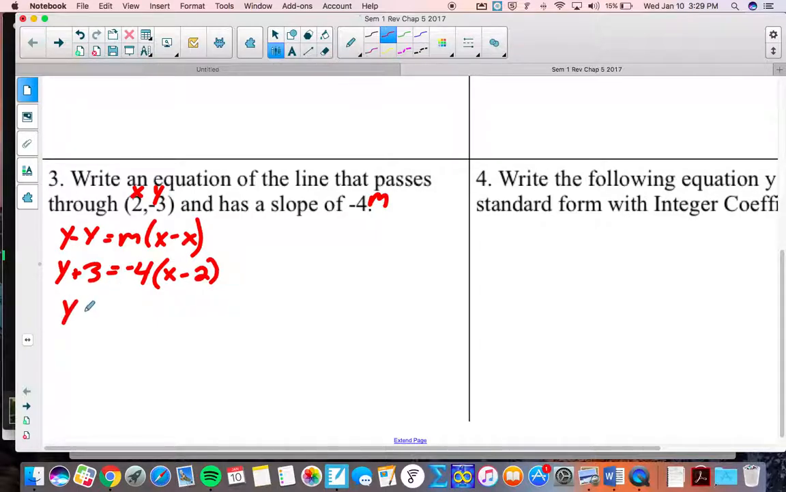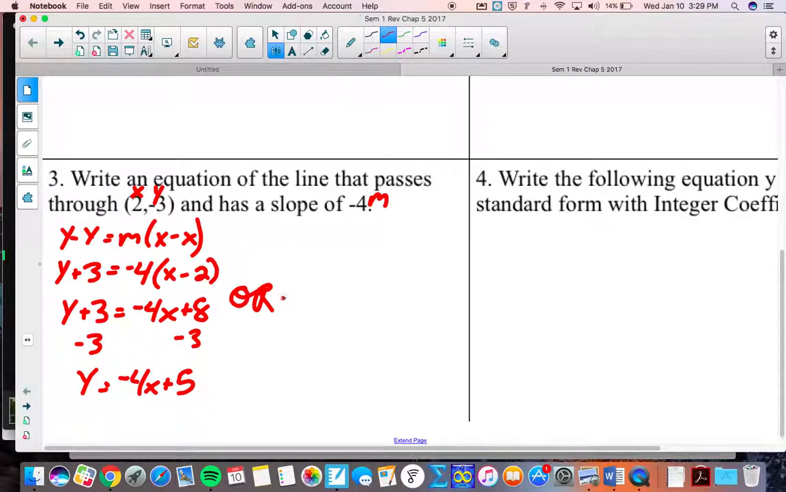Next step is to distribute the -4, so we get -4x plus 8. And then last step, get this into slope-intercept form, so solve for y. So we get y equals -4x plus 5. If you're cool with that, skip ahead to example 1 here in a second. But here's your other option, or your alternative, if you don't like point-slope form.